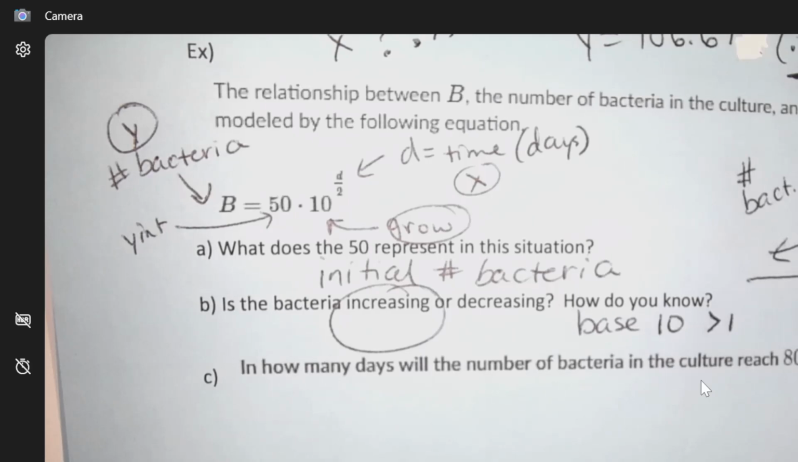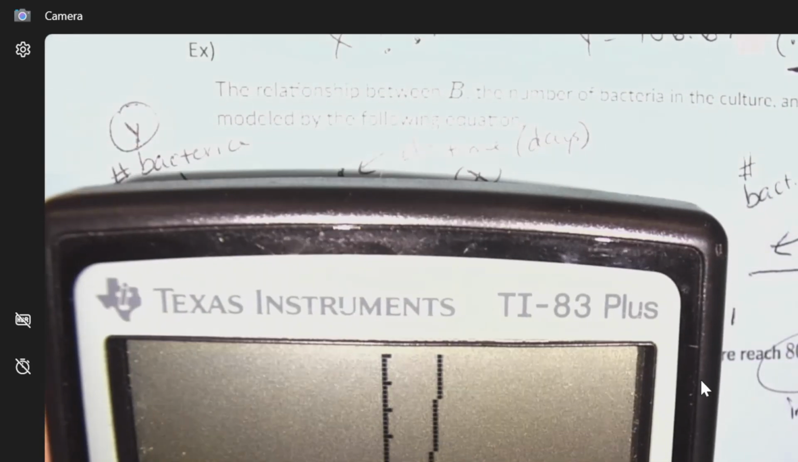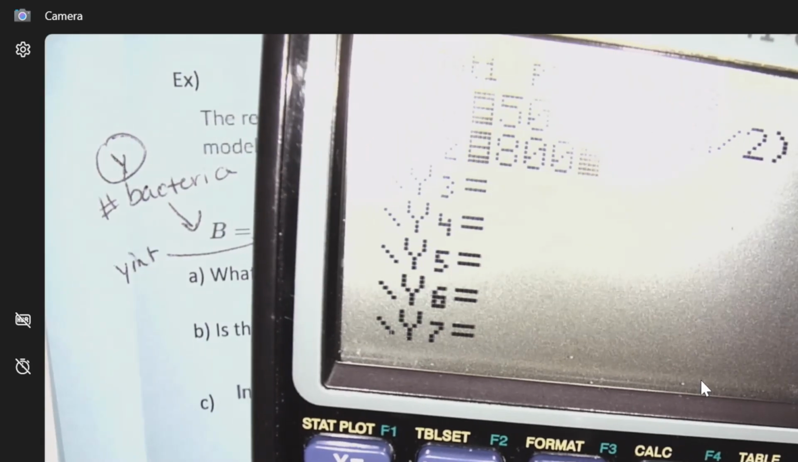How many days will it take for you to reach 800,000 bacteria? So tell me this number, did I give you an X value or a Y value? Y, so we do a Y2 intersect.